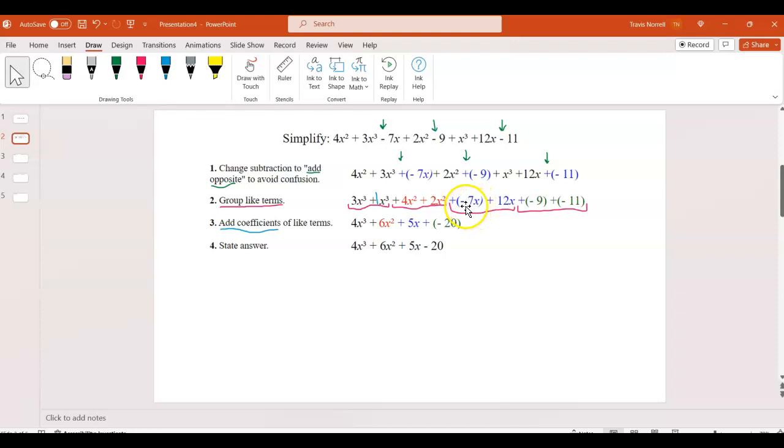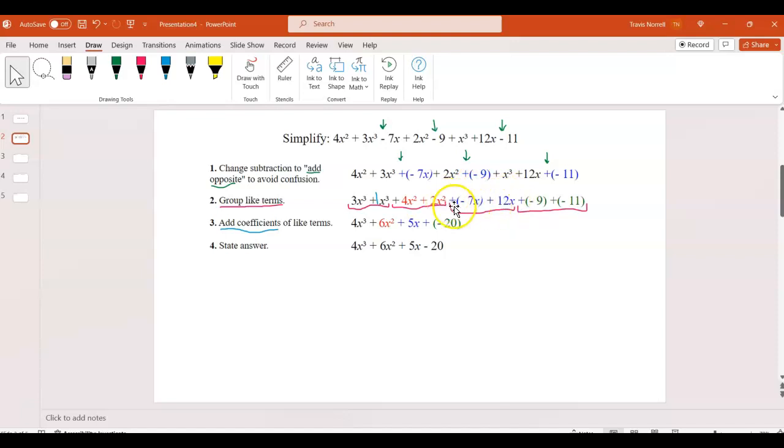Negative 7x and positive 12x. Now here, my signs are different. See, over here, my signs were all the same. So when the signs are the same, you add the numbers and you keep the same sign. Signs were both positive, so we added the numbers and kept the positive sign. But when the signs are different, we subtract the numbers and we take the sign of the largest number.